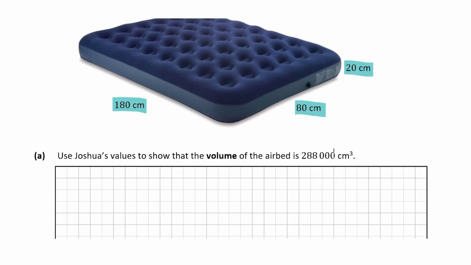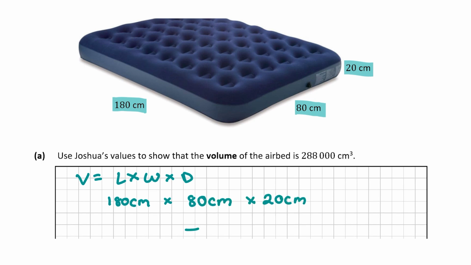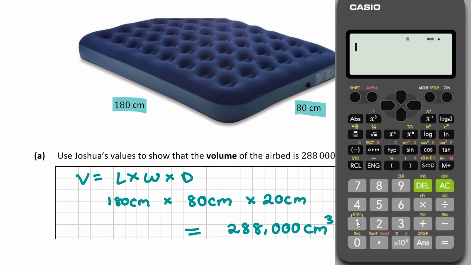So question A asks us to use Joshua's values to show that the volume of the airbed is 288,000 centimeters cubed. So because it's a rectangular solid, the volume of this rectangular solid is going to be the length multiplied by the width multiplied by the depth or the breadth, whichever one you want to call it. So the length here is 180 centimeters multiplied by the width, which is 80 centimeters, multiplied by the depth, which is 20 centimeters. So we want to prove that this will give us 288,000 centimeters cubed. So let's just pop it into our calculator to make sure.